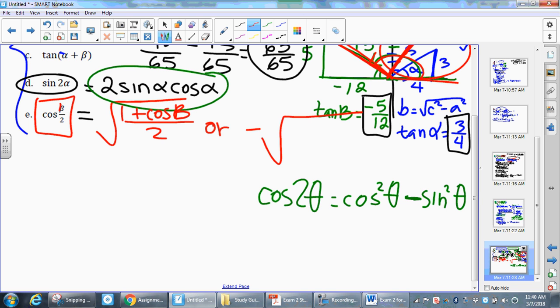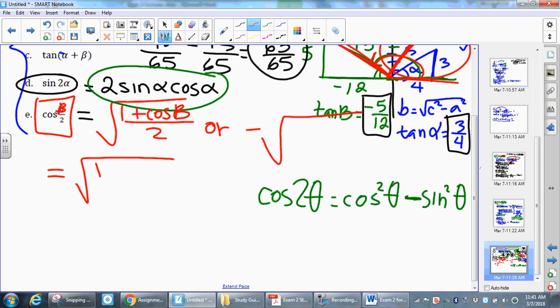Now, make sure you take the correct angle, guys, because your formula sheet says alpha, but the question says beta. Are we okay? How do we know when we use a positive or negative? It depends on the terminal side of the half angle. For example, if the terminal side of the half angle was in quadrant 2, you will use the negative, because the cosine is negative in quadrant 2.